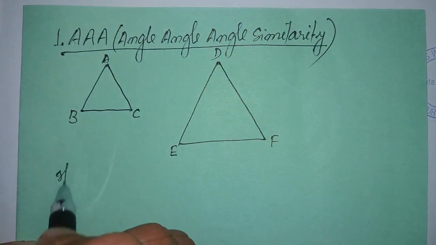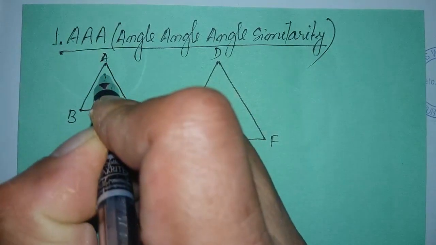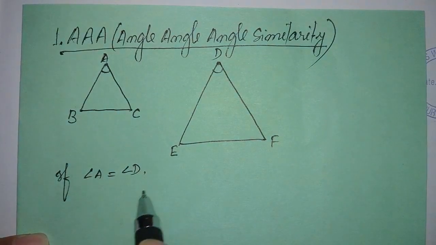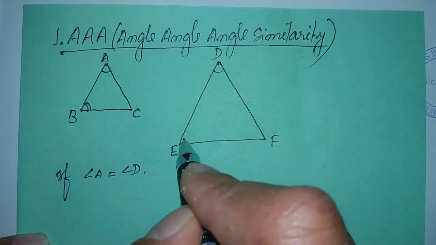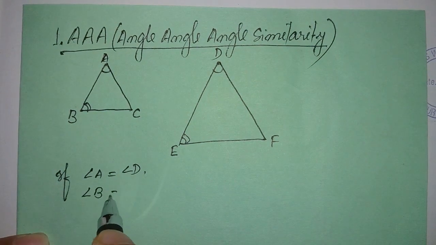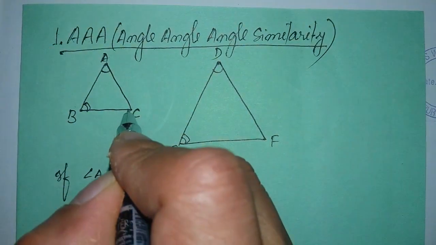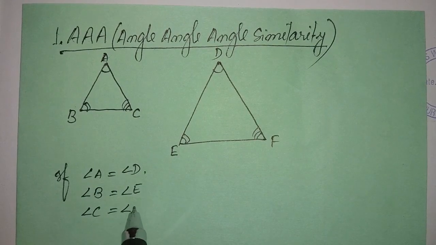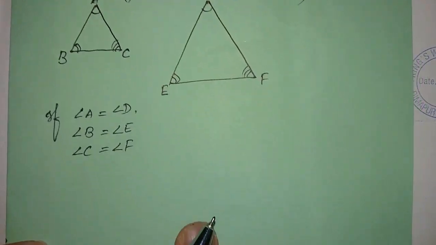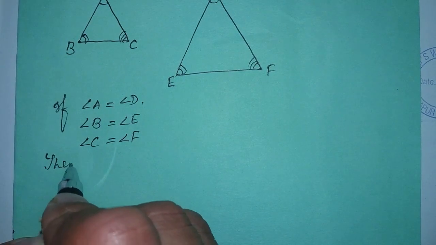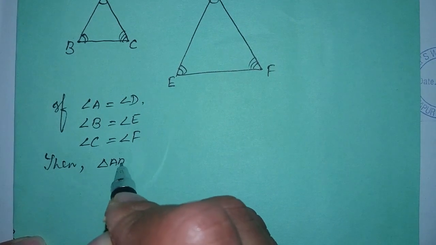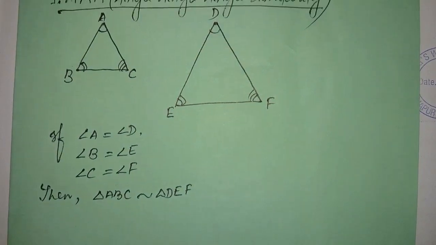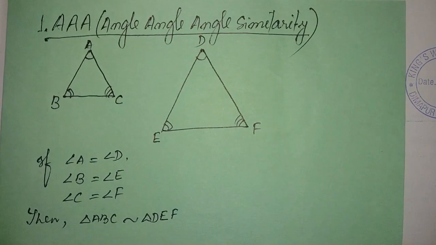So here, supposing angle A is equal to angle D, and angle B is equal to angle E, and angle C is equal to angle F, then triangle ABC is similar to triangle DEF. This is angle similarity, very simple.